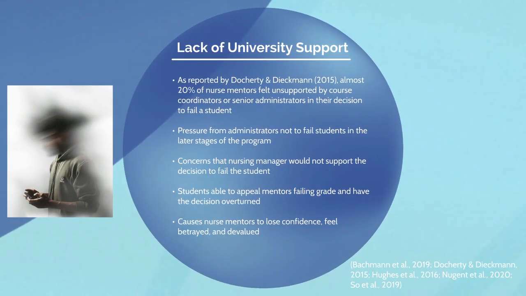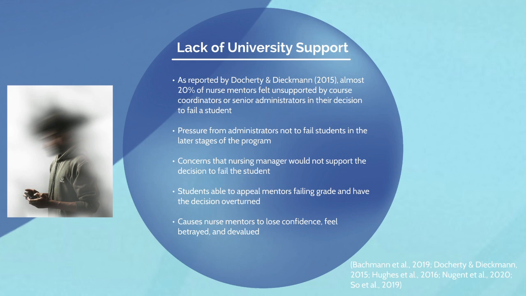The lack of university support. As reported by Doherty and Dykeman in 2015, almost 20% of nurse mentors felt unsupported by course coordinators in their decision to fail a student. There was also a perception of pressure from administration, who had the ability to overturn grades, pressure to not fail students in the later stages of the program, and pressure to conform to grading norms.